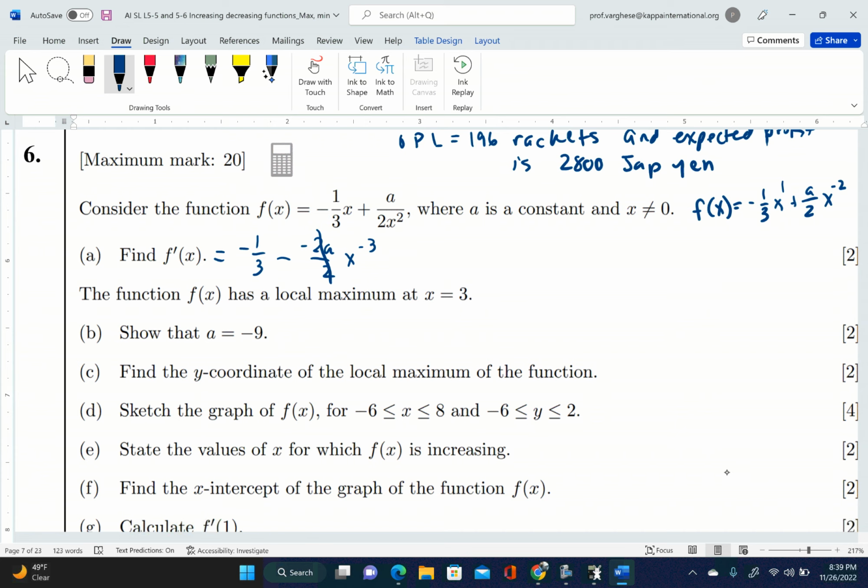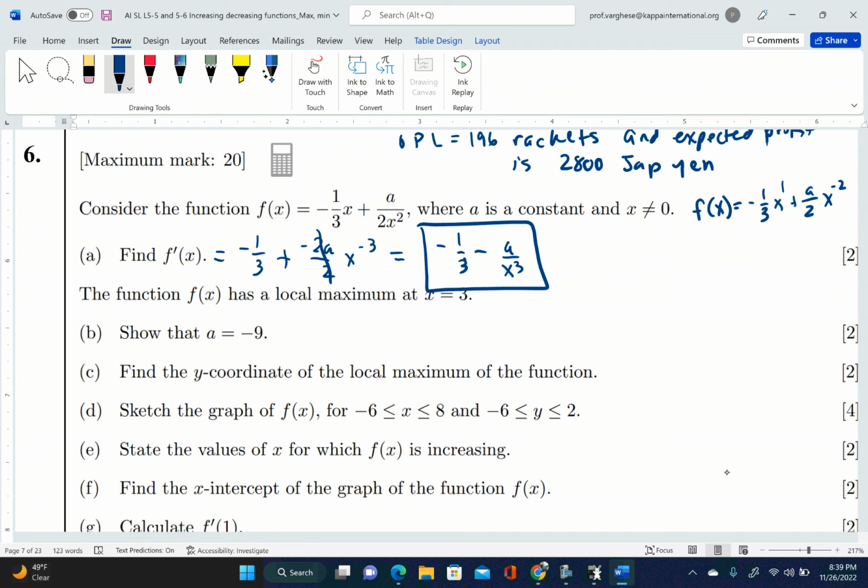I put a negative, but this is supposed to be a plus. Okay, so then I'm going to make this a little bit better. This is the same thing as negative 1 over 3, and this is positive, negative is a negative. So the 2's cancel out, so I'm left with a. And x to the negative third gets kicked to the bottom, so this is x to the third. So this is what f prime of x is equal to.